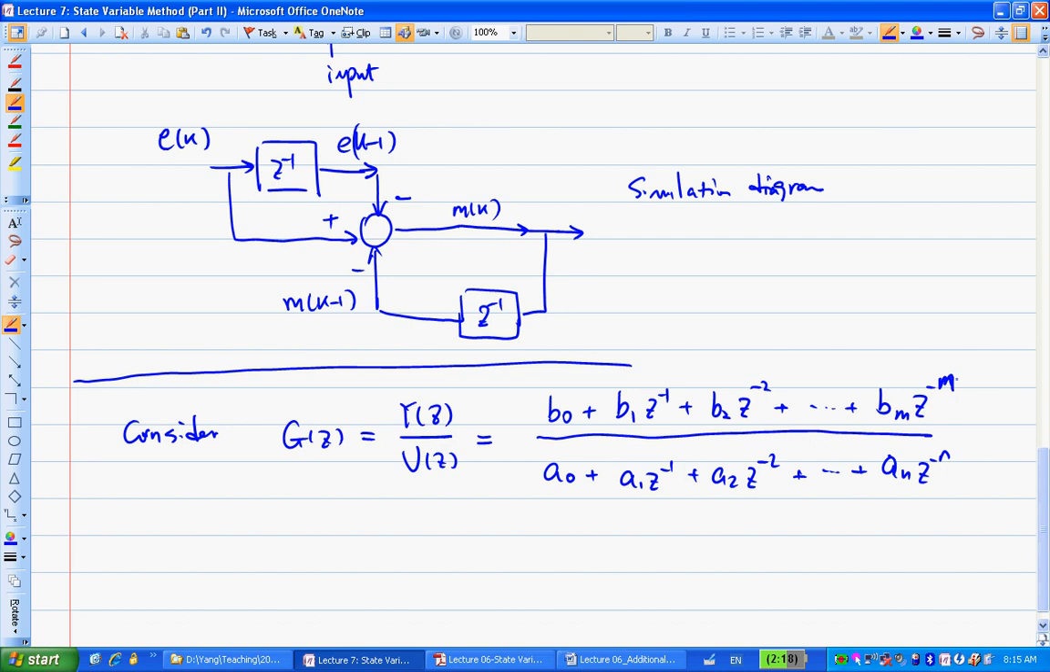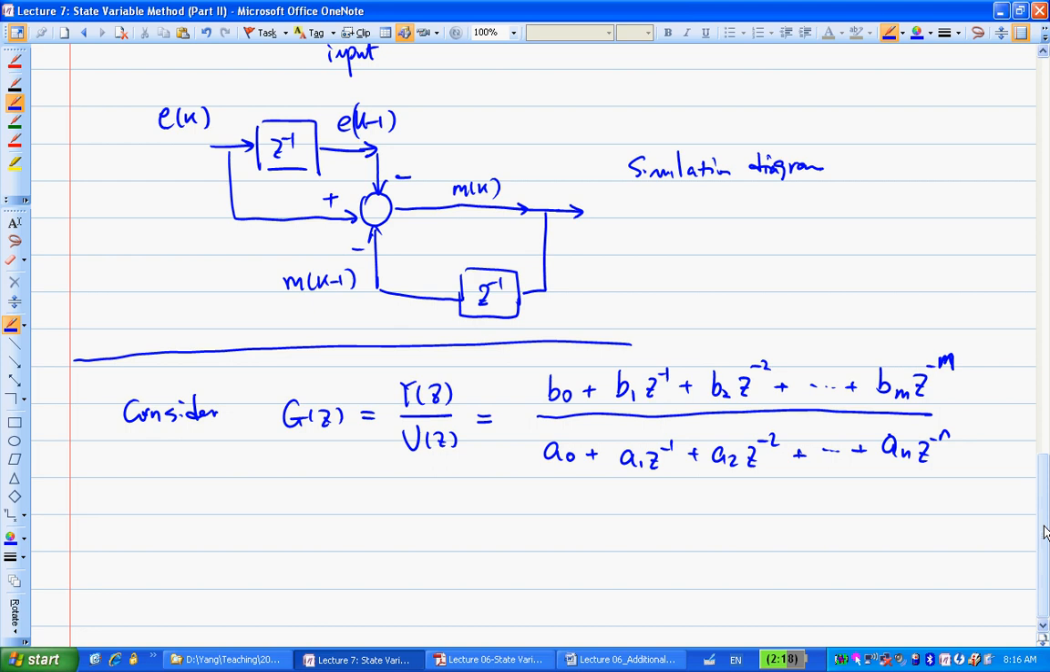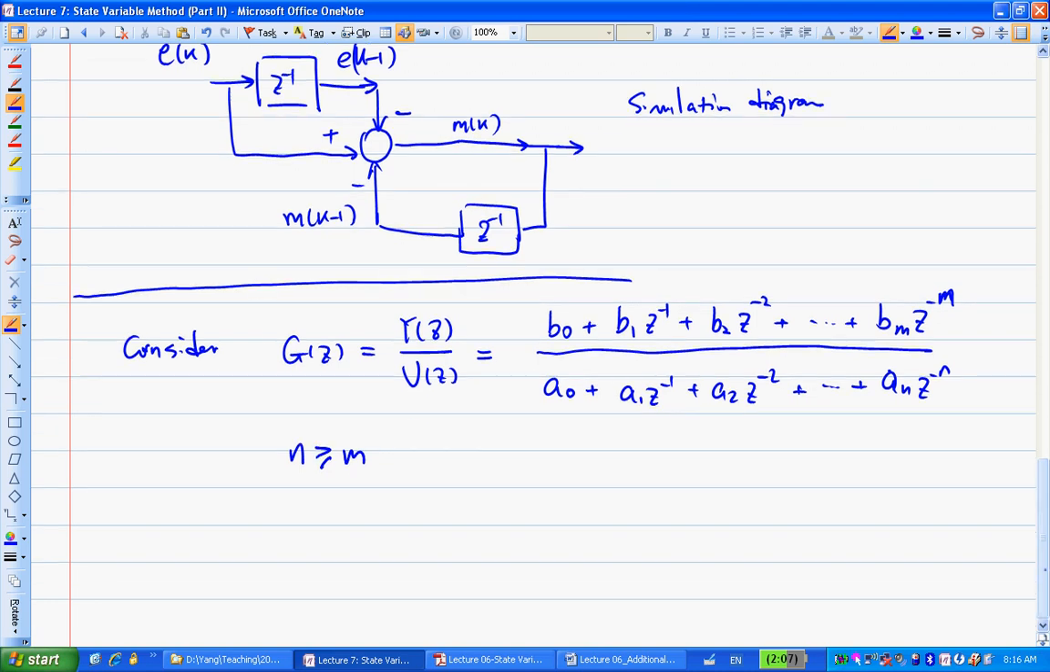So you have a numerator and a denominator. The numerator here is of degree m, and the denominator here is of degree n. And usually n is greater than or equal to m. I think in the previous lecture I mentioned a couple of things as to why n is greater than or equal to m here. But I'll give you an example and explain in a little bit more detail.